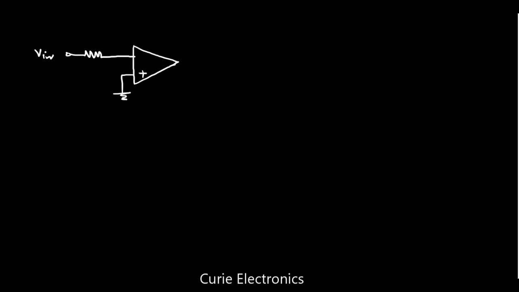So this is V in, R in. Now we'll put a feedback capacitor. This is V out. This is the ideal op amp, ideal integrator circuit. It's not a practical integrator circuit. What is the issue with it? Ideal integrator.